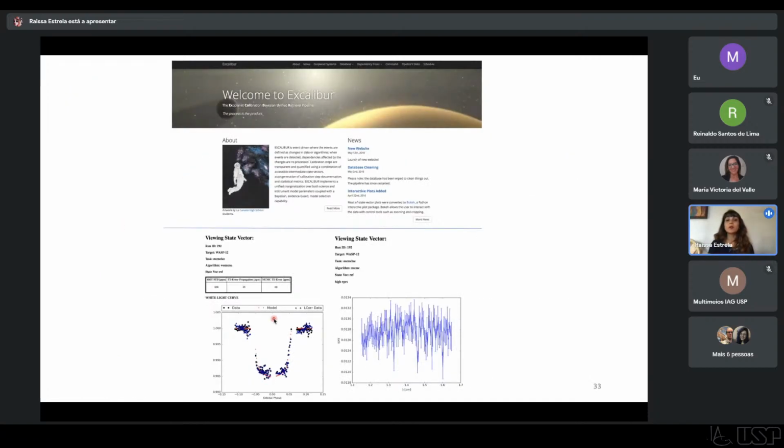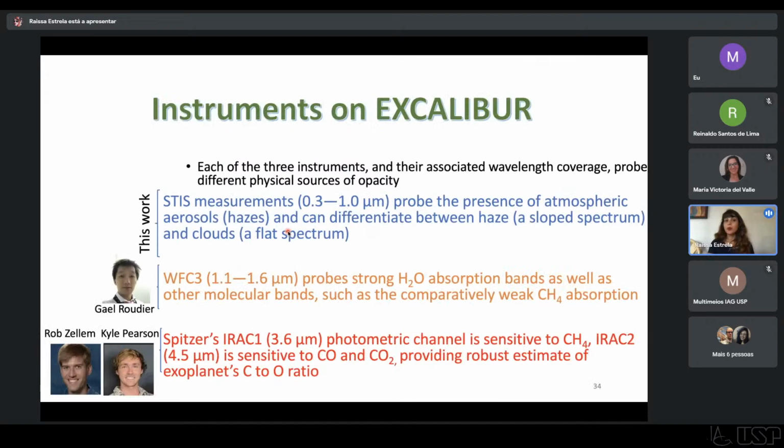So we're going to have a platform that you can see here where anyone would be able to access the broadband and spectral light curves, and also the transmission spectra of the exoplanets. Currently on Excalibur, we have STIS, with which I'm presenting this work, and the goal of STIS is to probe atmospheric haze. We also have WFC3, which probes molecular absorption like water and methane. And we also have Spitzer, which provides 2 channels that can give a robust estimate of the planet's H2O ratio.